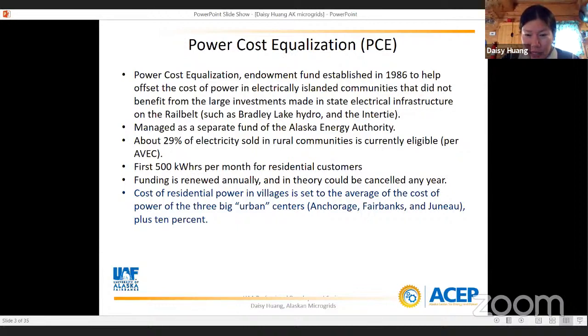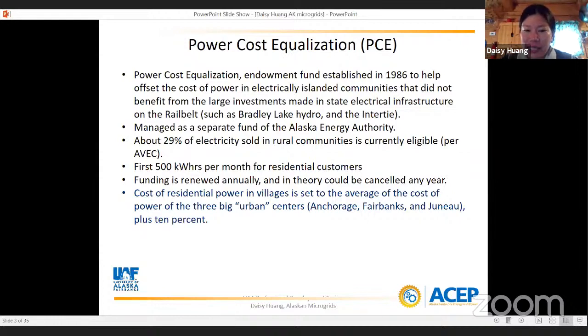It's managed as a separate fund of the Alaska Energy Authority. In rural communities, about 29% of electricity sold is eligible. It's only for residential, and it's only for the first 500 kilowatt hours. The funding is renewed annually, so in theory, it could disappear any year, which was a threat last summer, but did not happen, thank God.